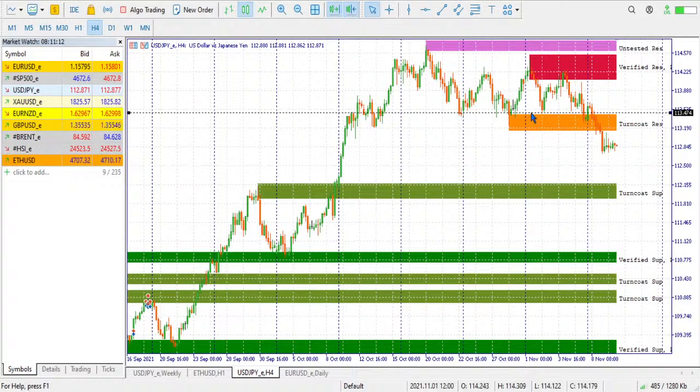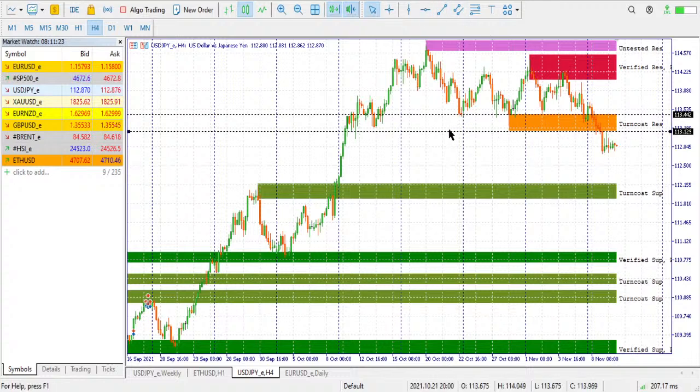So if the price comes back up to somewhere within this range, then this will be the correct place to look for a sell from. If the price can get back up to somewhere within this range, then this is the best place where I want to look for a sell from. So we want to expect price to come back up to this point. Then we pick a sell position when the price is within this area. Our stop loss is above this verified resistance level. Our take profit is fixed at this turncoat support. So basically, that's what we expect on this chart.